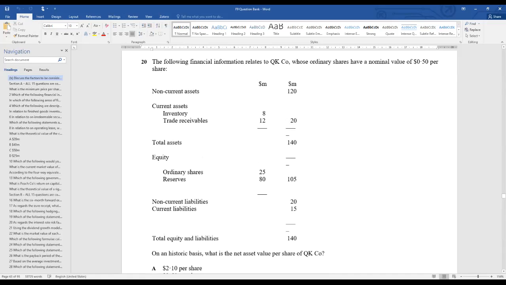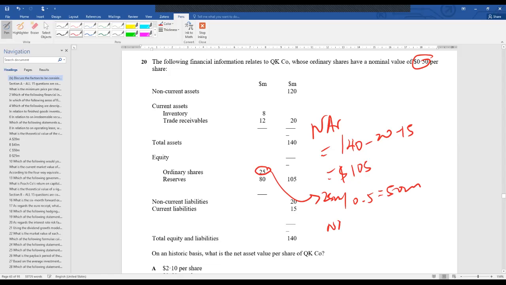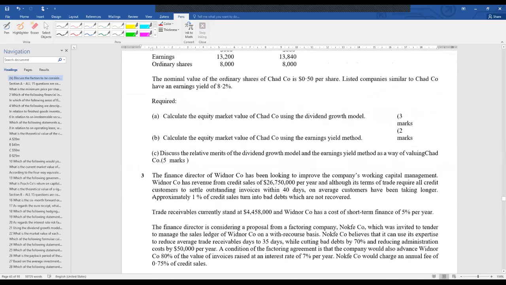We divide by the number of shares. This company has a share with a value of 0.5. Therefore total NAV is equal to 140 minus 20 minus 15, 105. The equity of this company is 25 million. One share is 0.5. Number of shares, therefore, is equal to 25 million divided by 0.5, which gives 50 million. NAV per share, therefore, is equal to 105 million divided by 50 million, and we get 2.1. Simple, very simple question.